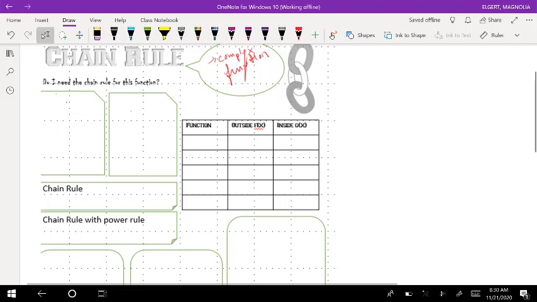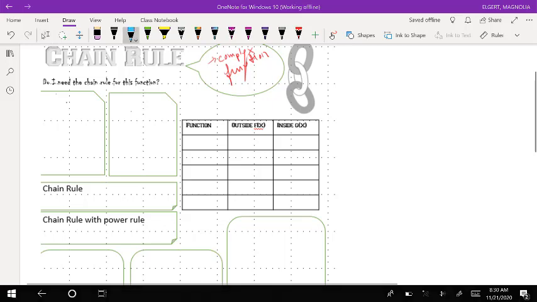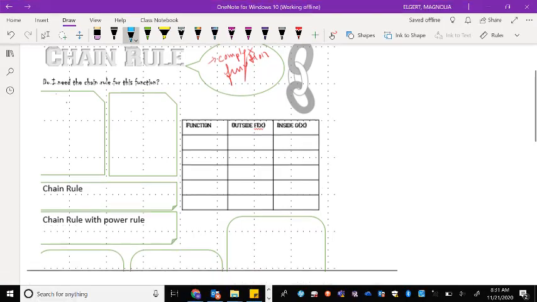Okay, guys, so we're going to look at the chain rule today. The chain rule is used for complex functions. This is the doodle notes in case you missed class. I'm trying to go through what we talked about.